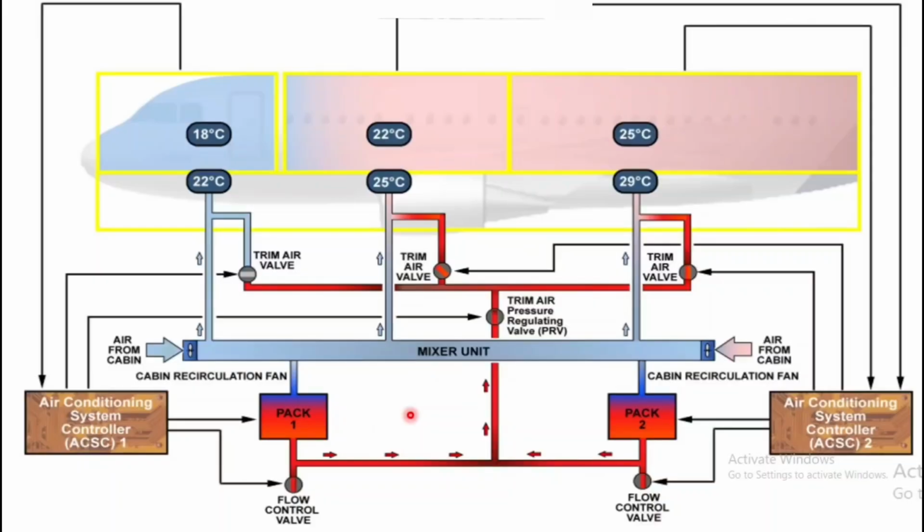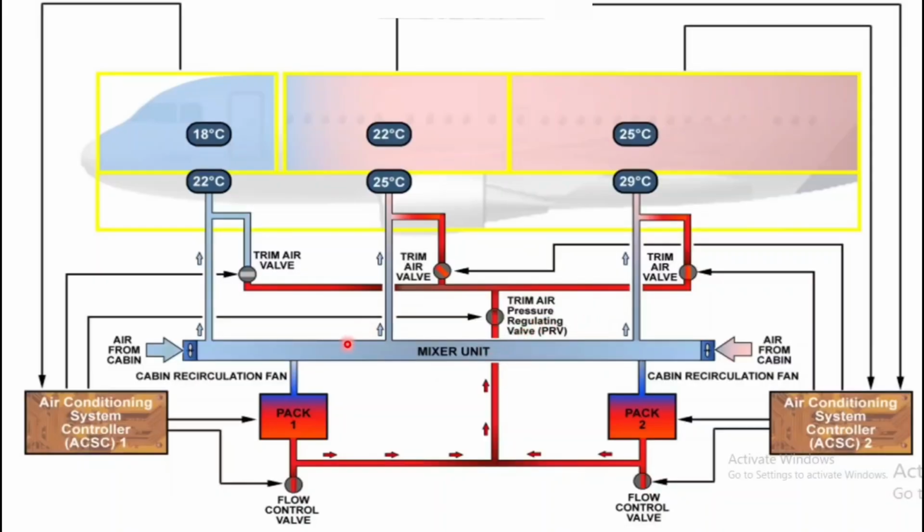Pack operation is completely controlled by 2 air conditioning system controllers, that is ACSC 1 and 2. You can see there are 2 computers handling all the situations. A temperature control panel is also available on the forward attendant panel, that is FAP. If you are entering from the L1 door, you'll find on the left side there is a FAP. From there you can adjust the temperature by plus or minus 2.5 degrees only. That is access for the cabin crew for adjustment of the cabin.